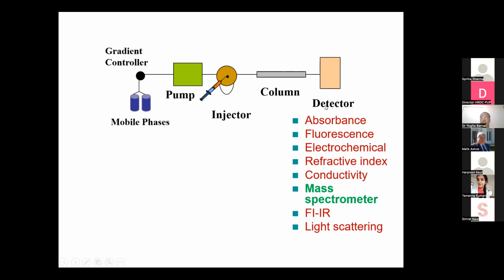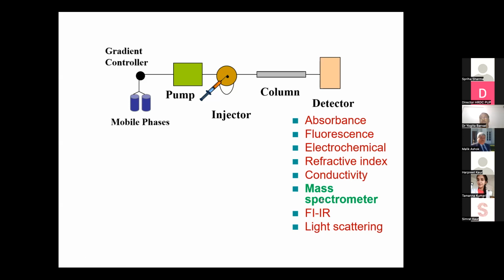your components. So the various detectors which can be used are UV absorbance detectors, fluorescence detectors, electrochemical, refractive index, conductivity, mass spectrometer, FTIR, and light scattering. So these are the different types of detectors which we can couple with the HPLC system or UPLC system, depending upon what information is required. So the mass spectrometer we have specified here because it is a universal detector.